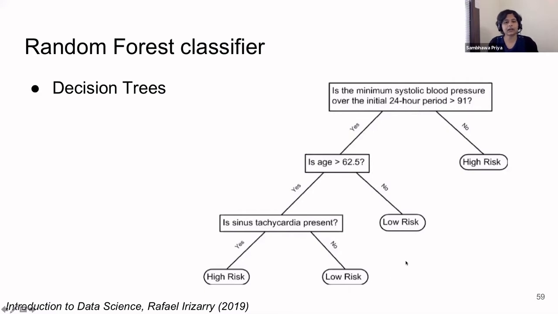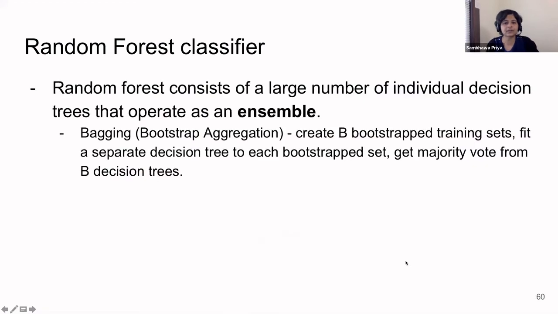And so random forest consists of a large number of individual decision trees that operate as an ensemble. It's an ensemble learning algorithm, and it uses bagging, or bootstrap aggregation, where it creates bootstrap training sets and fits a separate decision tree to each bootstrap set. By bootstrap set, we mean a random sample of size n, with replacement, and then you get a majority vote from the B decision trees that you built using those training sets.